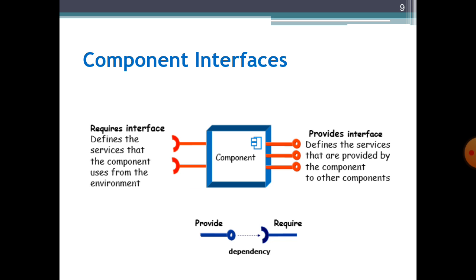So students, the require interface defines the services that must be made available for the component to execute as specified. This require interface does not compromise the independence or deployability of a component, because it does not define how the services should be provided. So you can conclude that the require interface defines services that the component uses from the environment. These require interfaces are represented by this open bracket. So what is the provide interface?